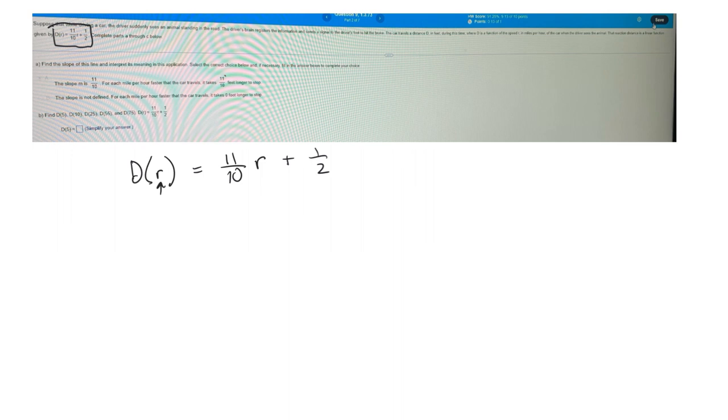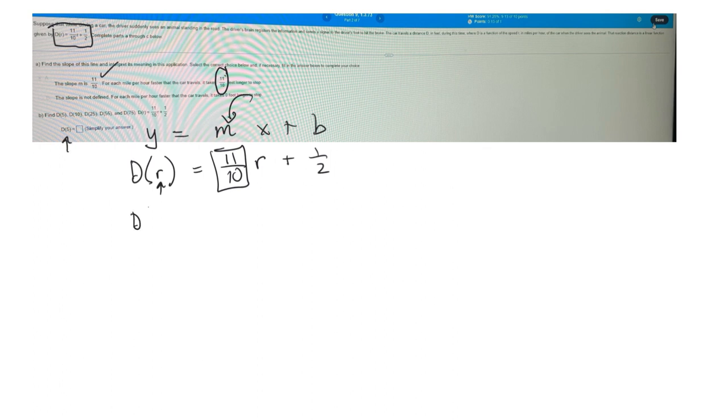Okay, so when they're looking at this, it looks very similar to y equals mx plus b. So this m, or 11 tenths, will be your slope. So there you've got the slope written down. That means for each mile an hour faster, your stopping distance will be 11 tenths feet longer. Now, at the bottom here, it's saying, what is d of 5?